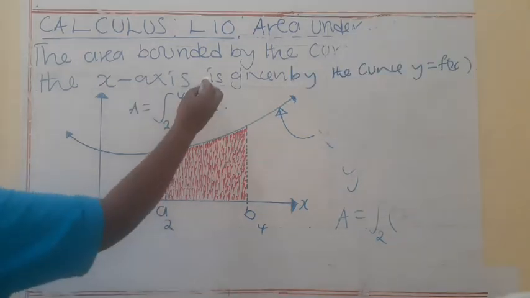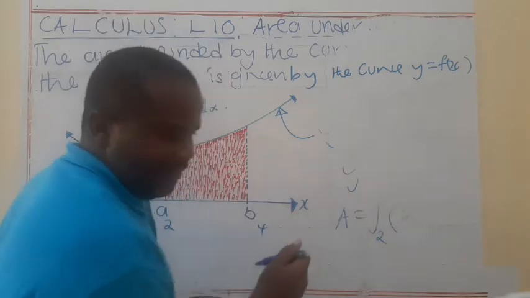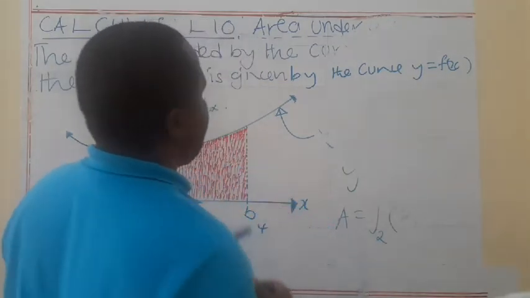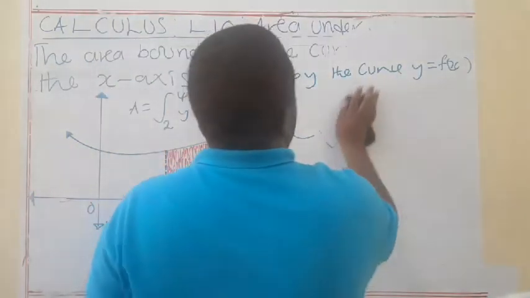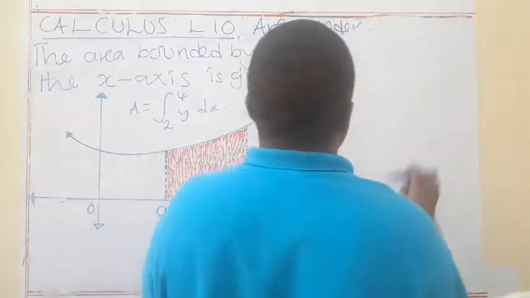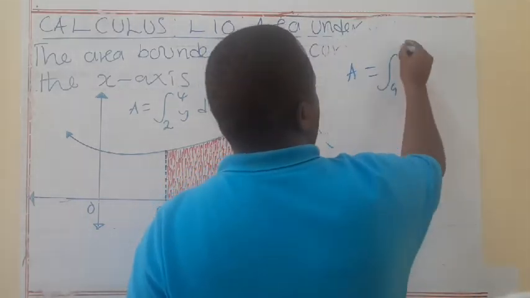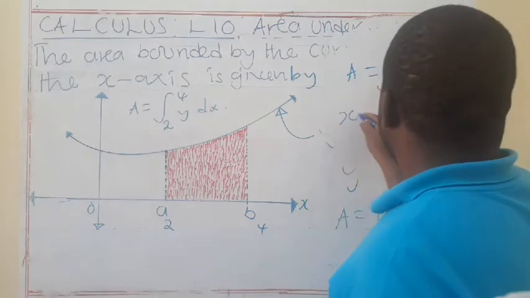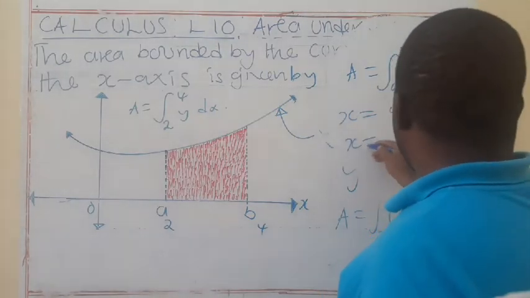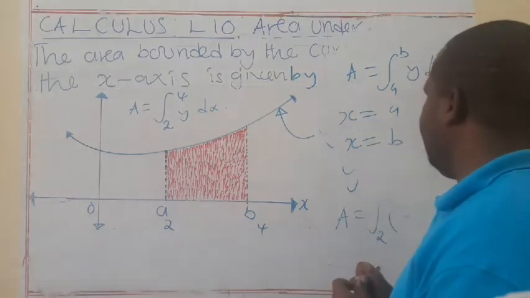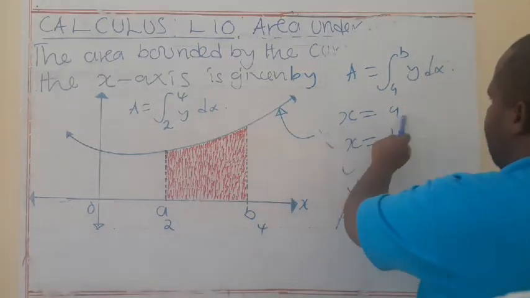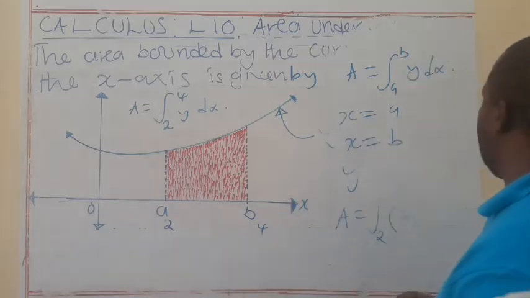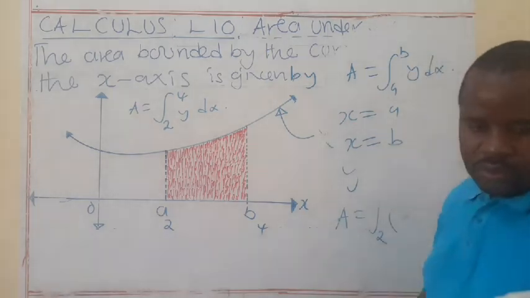Okay, so we are saying the area bounded by the curve is given by what we said earlier on: A is equal to the integral from A to B of y with respect to x. Take note in this case, what we mean is that one value of x is A and the other value of x is B. The first value of x is A, the other one is B. Like I said, let me put up an example so that I show you what you are supposed to do.